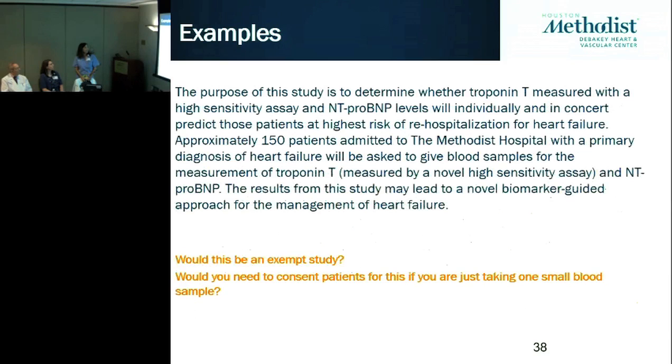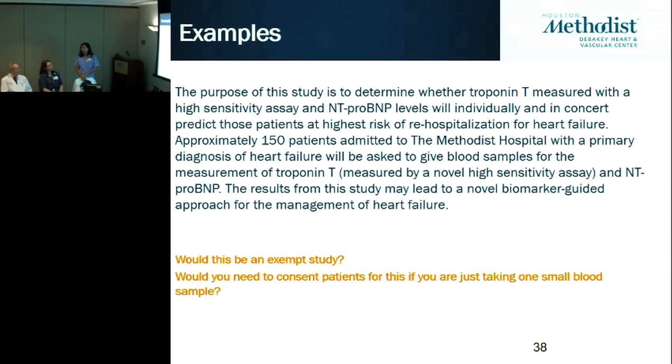So the purpose of this study is to determine whether troponin T measured with a high sensitivity assay and NT-proBNP levels will individually and in concert predict those patients at high risk of rehospitalization for heart failure. So approximately 150 patients admitted to Methodist with a primary diagnosis of heart failure will be asked to give blood samples for the measurement of troponin T and NT-proBNP. And the results from the study may lead to a novel biomarker-guided approach for the management of heart failure.